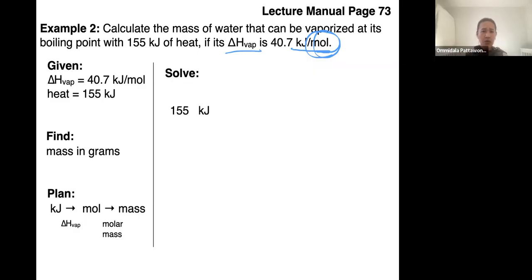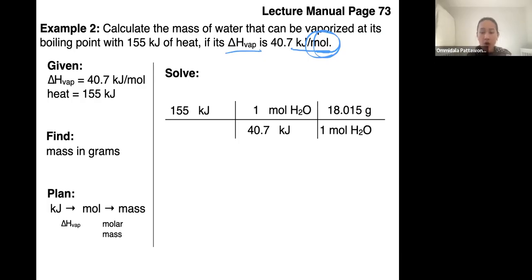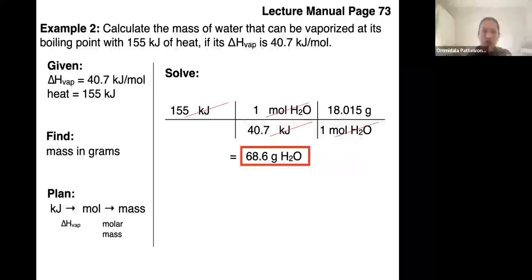Okay. So to solve this, set up 155 kilojoule. And because we know that every 40.7 kilojoule involves 1 mole of water, and every 1 mole of water is equal to 18.015 grams, which is the molar mass of water, after you convert that, you are going to get 68.6 grams of water. Okay, so that means if you have 68.6 grams of water, it's going to require 155 kilojoule to go from liquid water to water vapor.